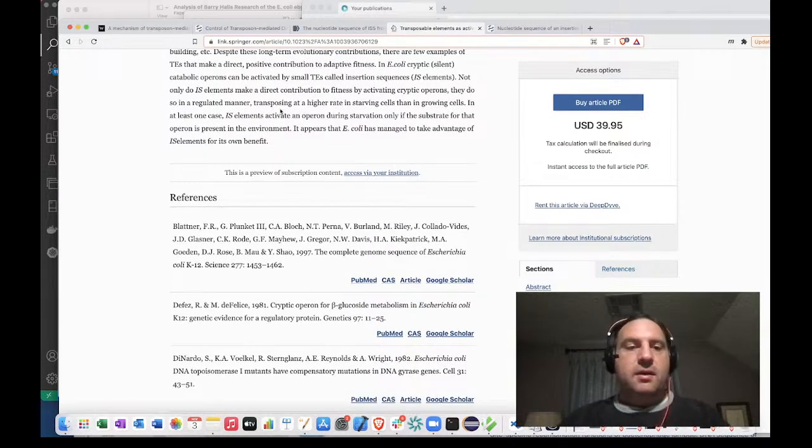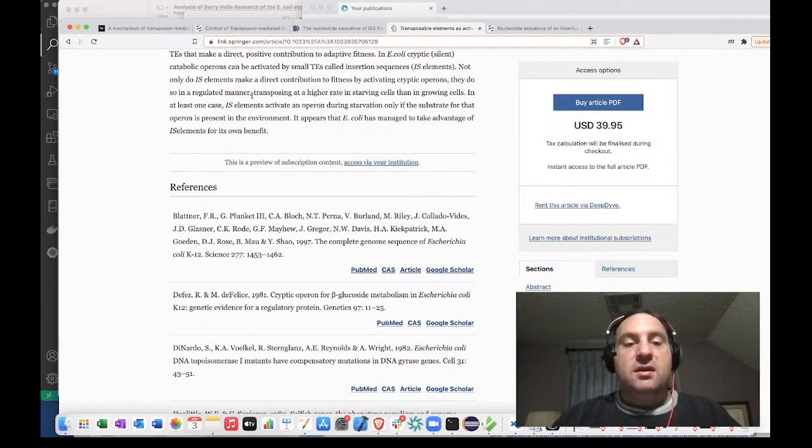So here, basically, catabolic operons can be activated by small transcriptional elements or transposable elements called insertion sequences. Not only do insertion sequences make a direct contribution to fitness by activating cryptic operons, they do so in a regulated manner, transposing at a higher rate in starving cells than in growing cells. In at least one case, insertion sequence elements activate an operon during starvation only if the substrate for that operon is present in the environment.